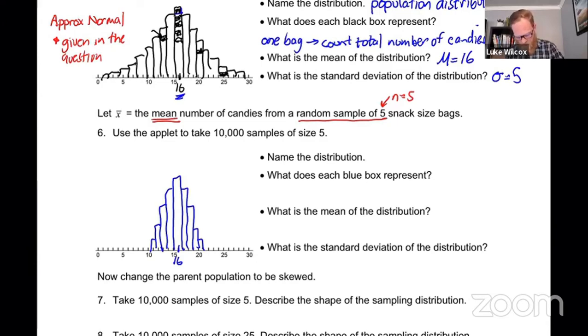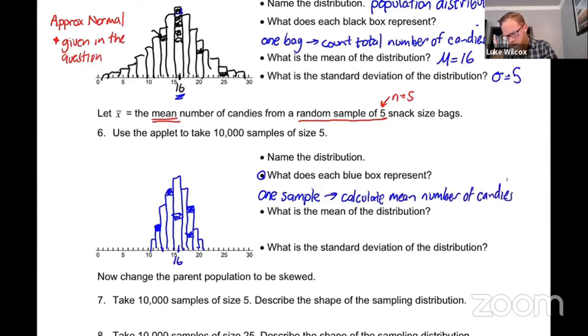The first one, I'm going to actually start here. What does each blue box represent? Well, let's say we look at this one blue box right here. That box represents a random sample of 5 bags and the mean number of candies calculated from that sample. And this is a different random sample of 5 and the mean calculated from that sample. And this is a different sample, and this is a different sample. So what does each dot or blue box represent? Represents one sample. And then from that sample, we're going to calculate the mean number of candies.